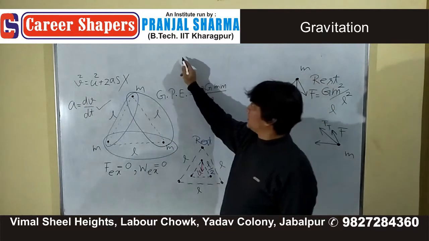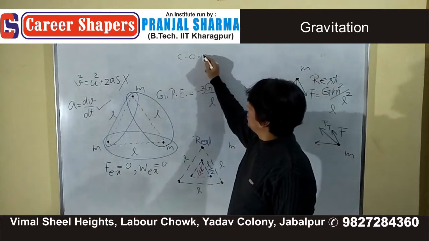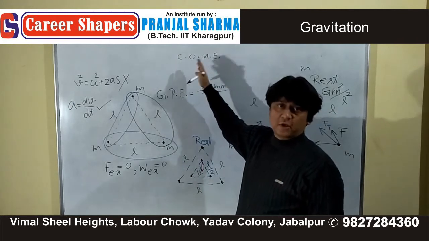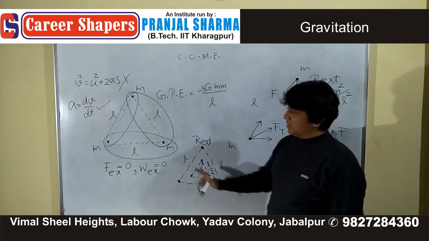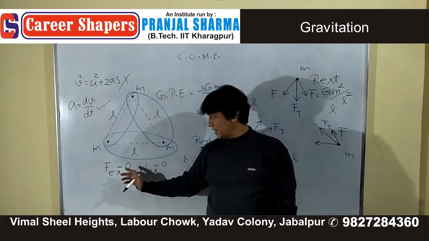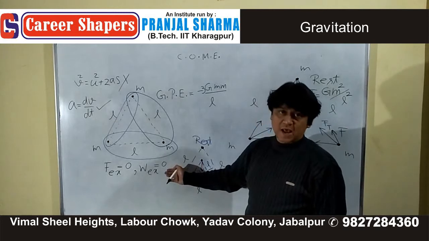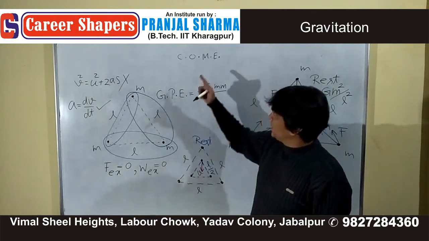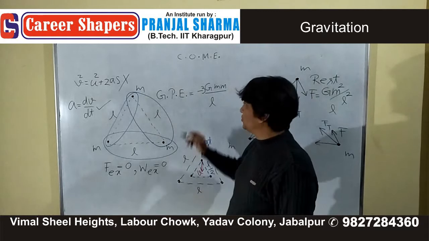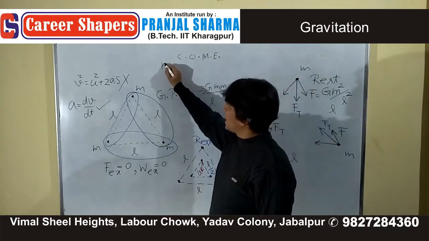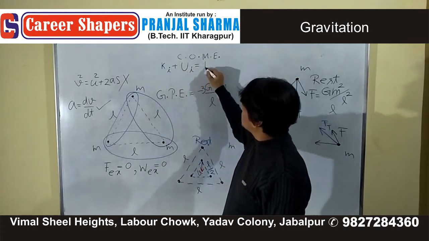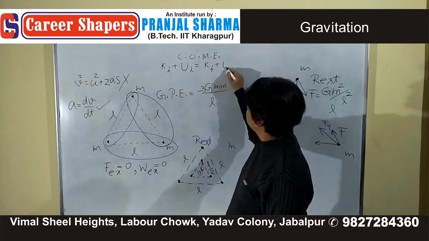And if W external is 0, then we use what? COME. Conservation of mechanical energy. There is no external force. Internal is there. You don't have to worry about that. Work done by external force therefore is 0, which means you can conserve mechanical energy. What is mechanical energy? Sum of kinetic and potential energy. So what you are seeing is that kinetic energy initial plus potential energy initial is kinetic energy final plus potential energy final.